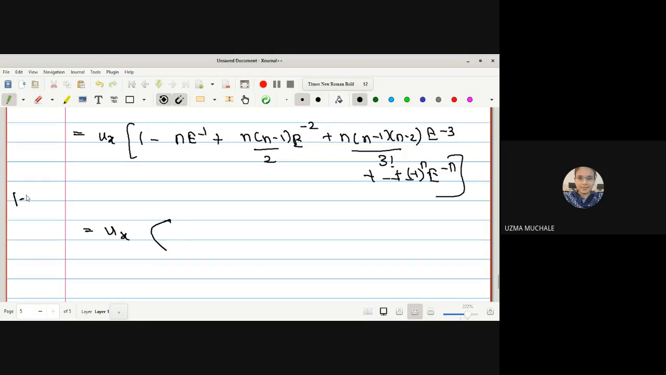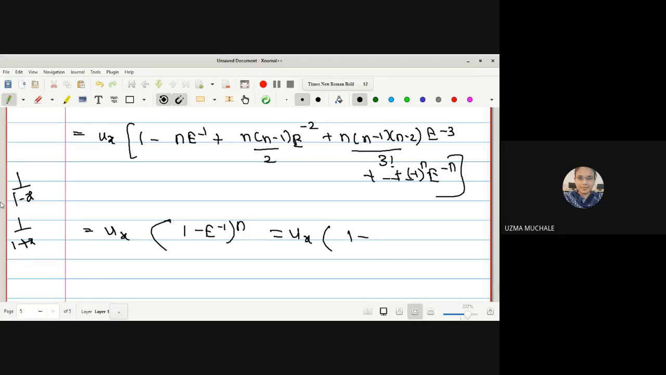We have studied this type of formula, 1 upon 1 minus x, 1 upon 1 plus x. We have studied this now. Write it down and tell me the relation. It is (1 − E^−1) raised to n. And hence we can write this as u_x (1 − x) raised to n, where instead of E^−1 you can substitute x, any term.